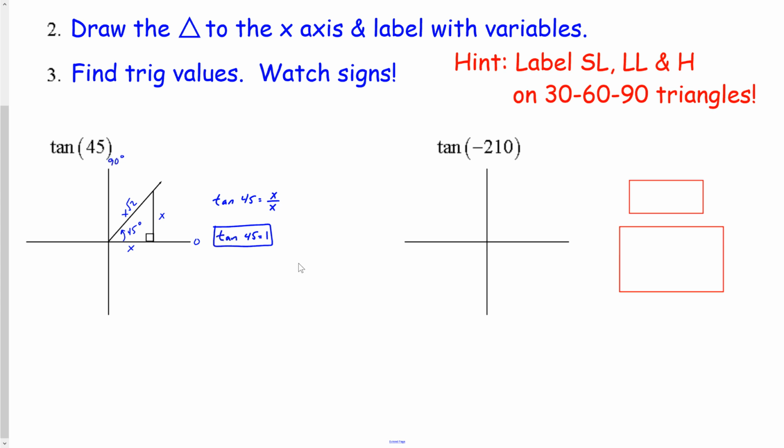So now if we want to evaluate the tangent of negative 210, we need to first draw negative 210 degrees in standard position. So that's a clockwise rotation because it's a negative value.